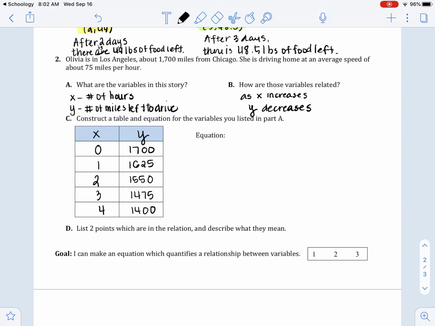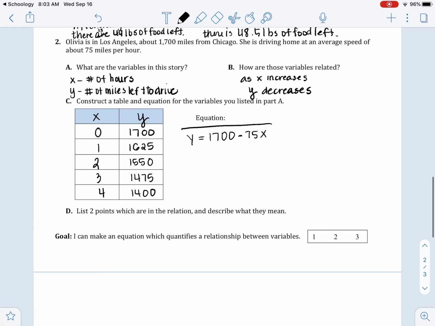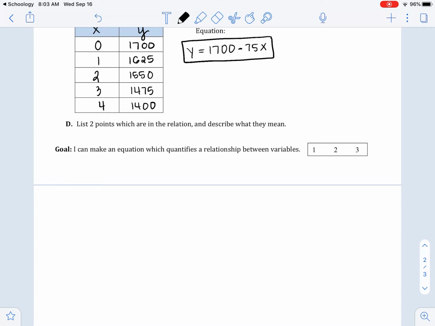All right, now I'm ready to write my equation. Y equals 1,700 minus 75x, so she started out at 1,700 miles from Chicago, but every hour she goes 75 miles. So there's my equation. Yes, you can write y equals negative 75x plus 1,700, but I don't think many people will. All right, last, list 2 points which are in the relation and describe what they mean. Go ahead and pause the video and try that yourself.